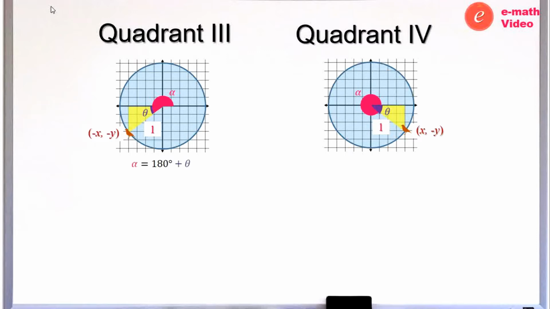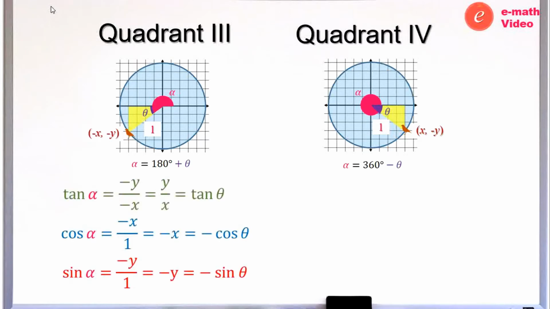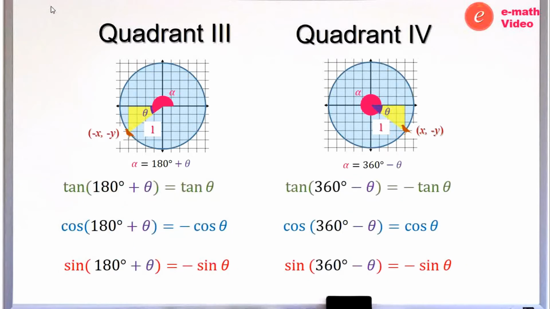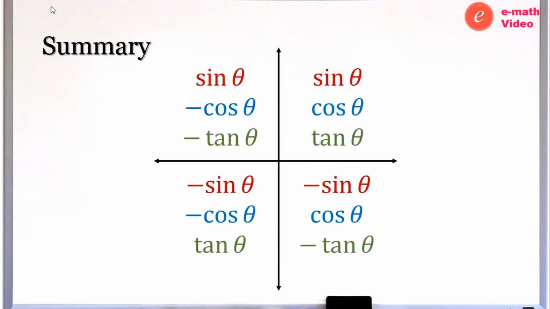For quadrant 3, we can see that 180 plus theta equals alpha. For quadrant 4, 360 minus theta equals alpha. We now do the same thing for quadrant 3 and quadrant 4. But I don't want alpha because it's not cute enough. I want to express all of them in theta. Alright, so to sum it up, just look at this chart.